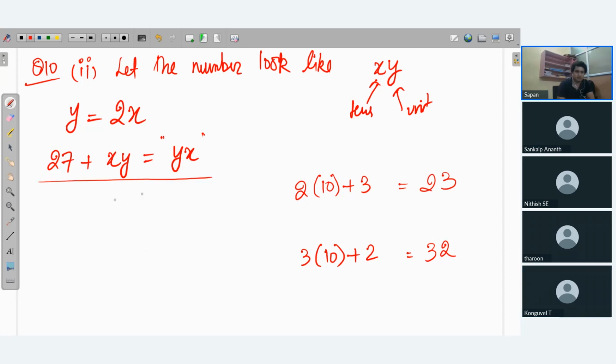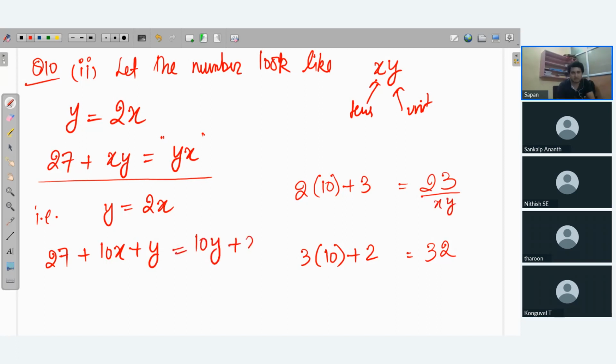So our equations become, of course, firstly y equal to 2x. Second equation is 27 plus 10x plus y, which is XY, which in this case was 23, and this becomes 10y plus x. Understandable? Yes, sir. This is what I did, sir. Very good, a very different method, but let's see what we get.